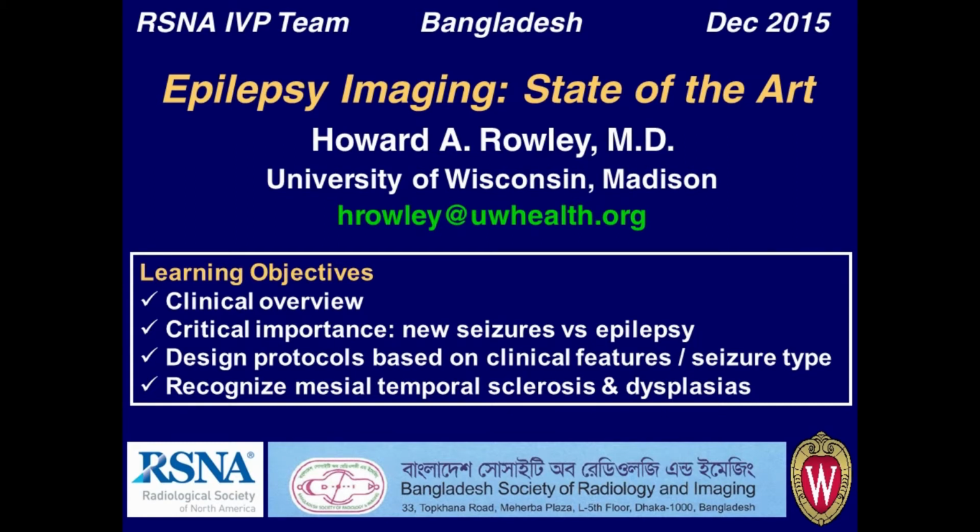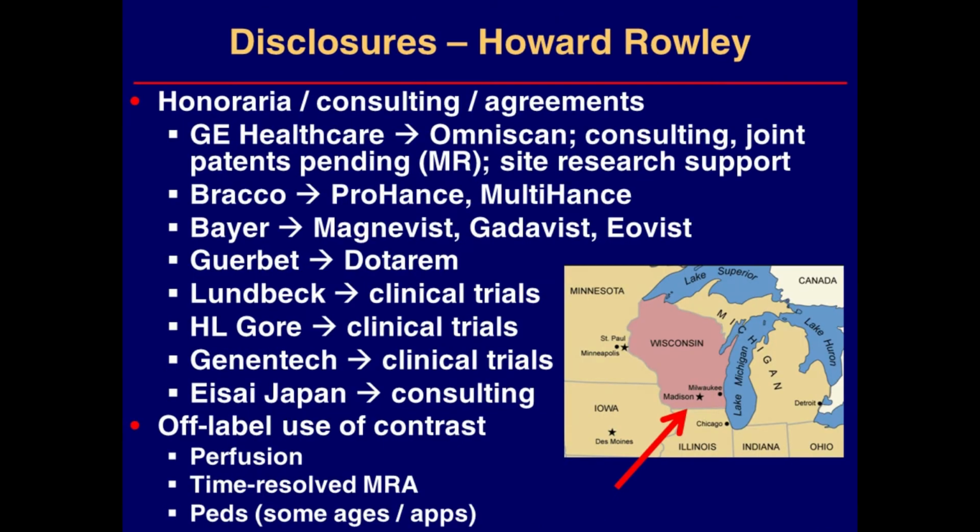Today we'll take a clinical overview of the substrates that cause either new seizures or epilepsy, and we'll draw a distinction between those. We'll help to design imaging protocols based on clinical features and seizure type, and come to understand what particular entities such as mesial temporal sclerosis and cortical dysplasias are particularly linked to medically refractory epilepsy.